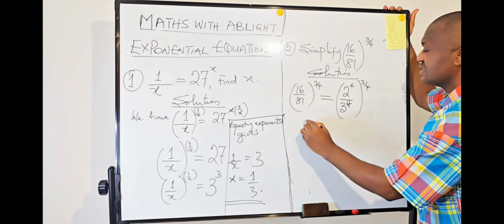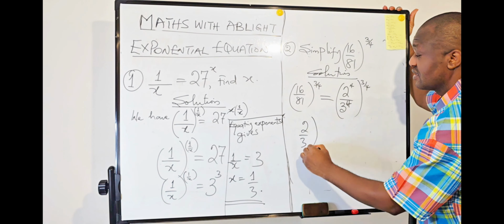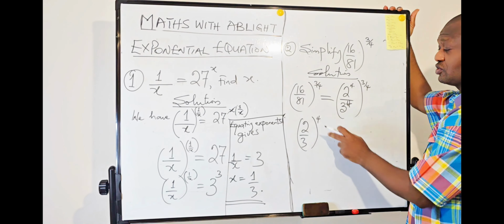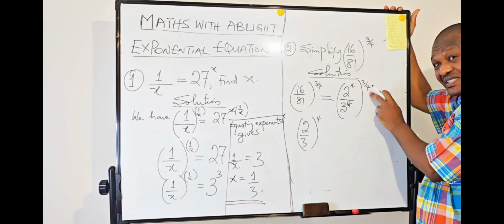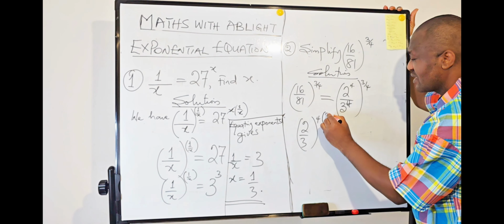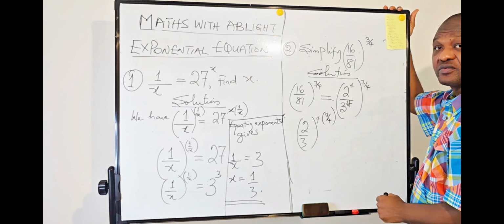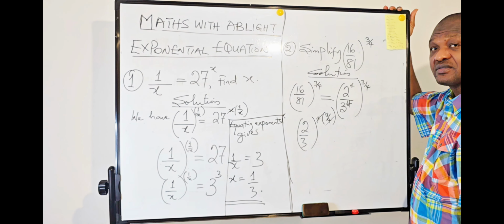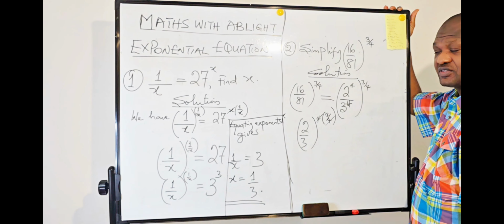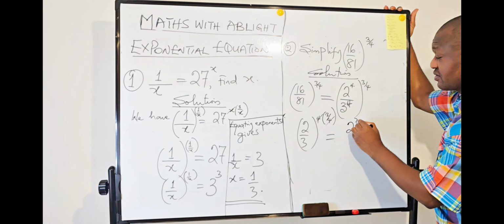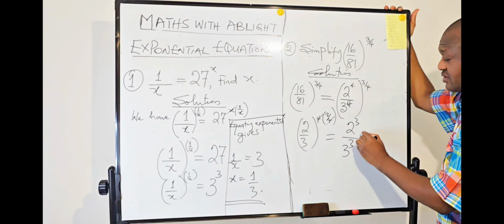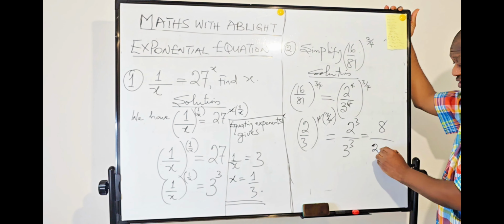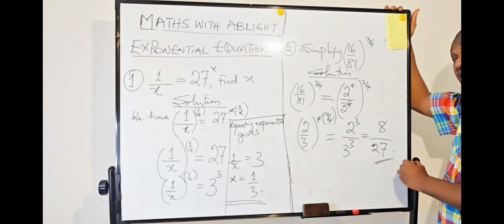Under laws of indices, 2 over 3, everything raised to power 4. This power of 4, you just pick one of them. And then there is already 3 over 4 here. You raise that one again to 3 over 4. This is simple. Slight cancellation. 2 to power 3 over 3 to power 3. 2 to power 3 is what? 8. 3 to power 3 is what? 27. And that is the answer, even in Lagos.